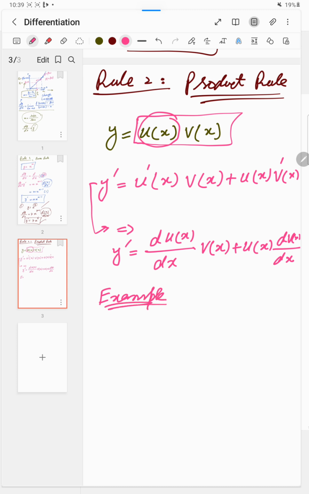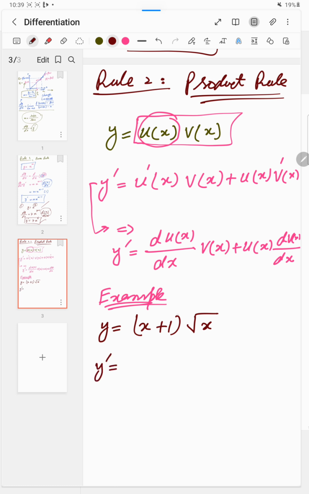Now we take an example of any question related to the product rule. Let's suppose we write a function y which is equal to, let's suppose, x plus 1, and here x raised power, no, sorry, x square root. Okay, we have to differentiate it.